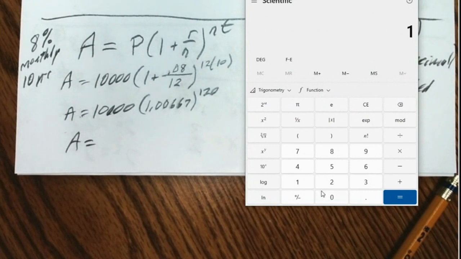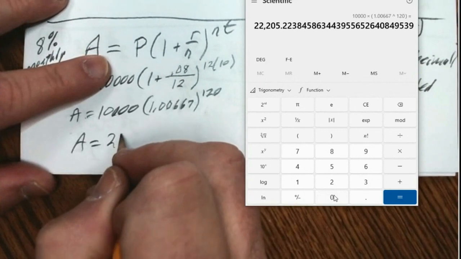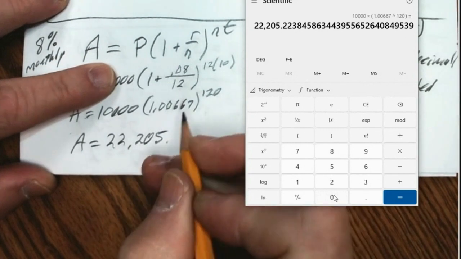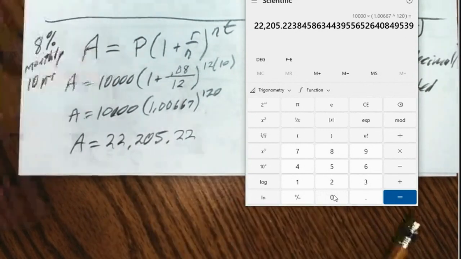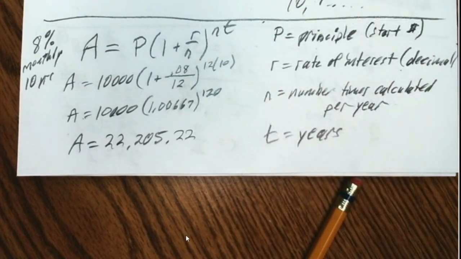All right, 10,000 times parentheses 1.00667 raised to the power of 120. We will have $22,205.22. That's how we use that formula.